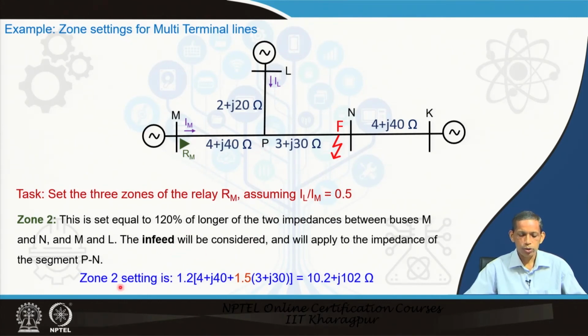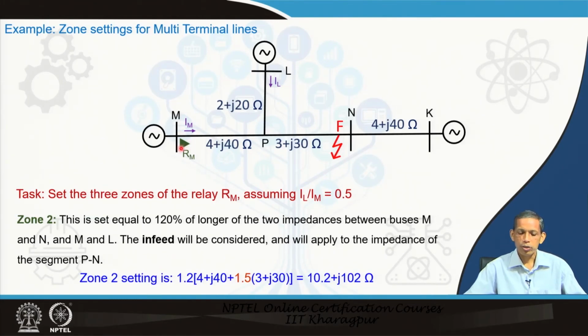So, for this, the zone 2 setting equals 120%. This is 1.2 times 4 plus j40, fine, and then the longer is this part, so infeed will be there from this side. So, we will consider this infeed. In the Z apparent impedance, if you remember, it becomes the infeed part 1.5 now of 3 plus j30, and then 120% of that one. So, 1.2 times 4 plus j40 this part, and with infeed considerations 1.5 into 3 plus j30. So, this becomes equal to 10.2 plus j102 ohm for the zone 2 setting.